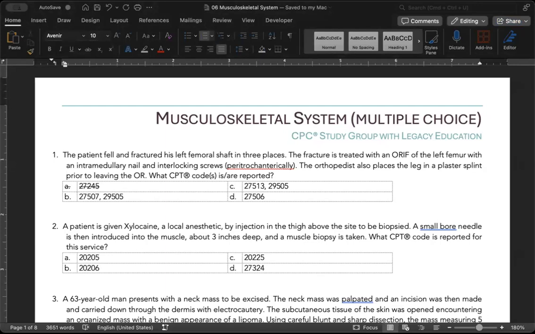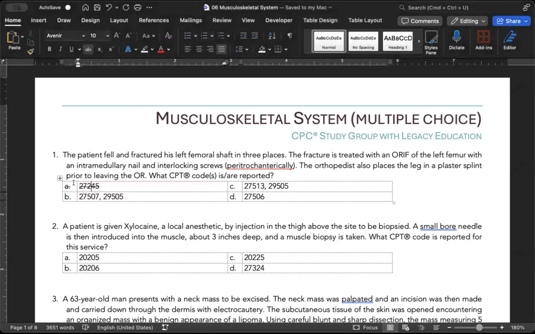Number one, we have a patient who fell and fractured his left femoral shaft in three places. The fracture is treated with an ORIF of the left femur with an intramedullary nail and then interlocking screws, and those were placed peritrochanterically. The orthopedist also places the leg in a plaster splint prior to leaving the OR. So, what codes are we going to report?